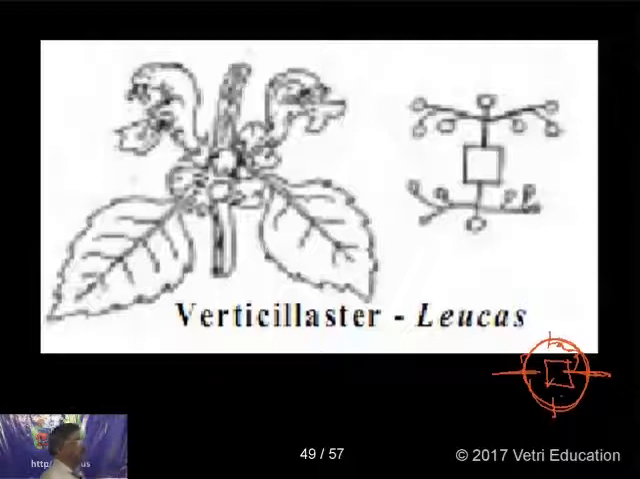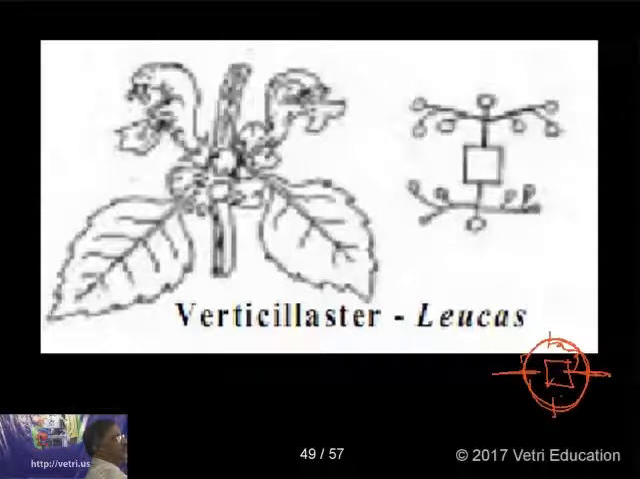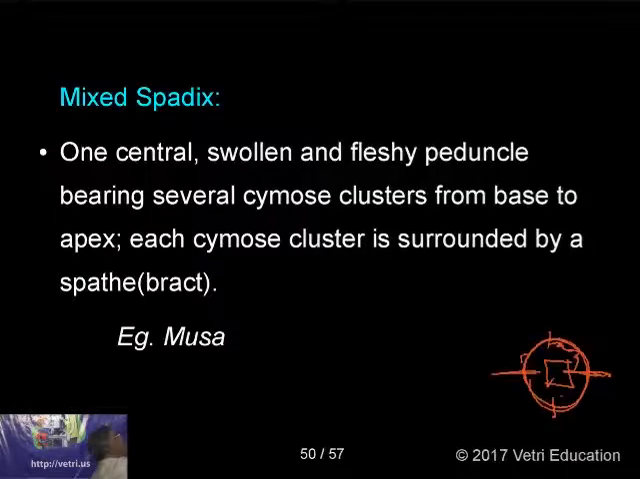So, here you can find two branches develop from the stem, and later they will develop into the scorpioid cymes. Scorpioid cyme in verticillate inflorescence. Next.